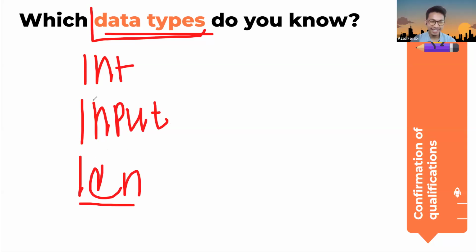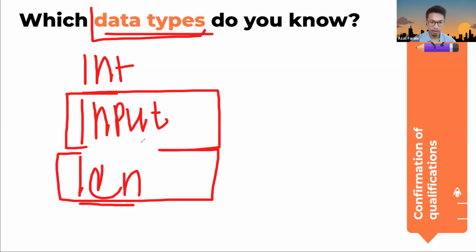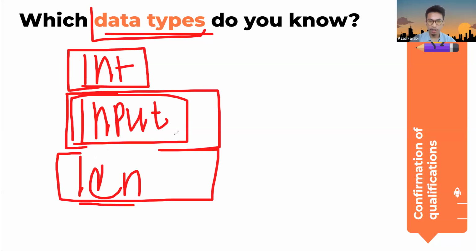Okay, I really appreciate your answer, but input and len are not data types. They are called functions. INT is a data type and also a function. Okay, so we have learned about three data types.